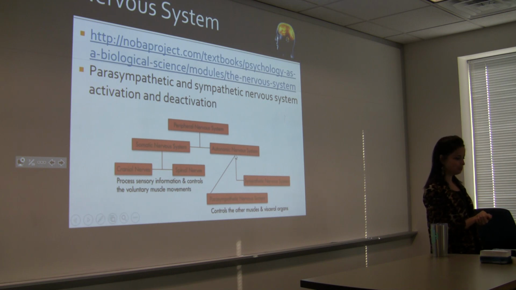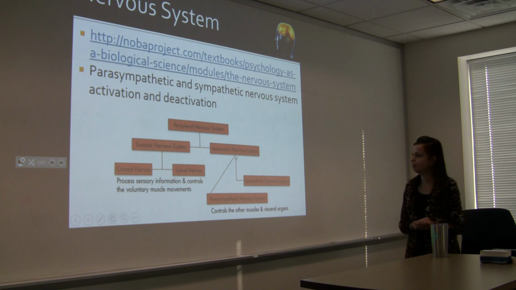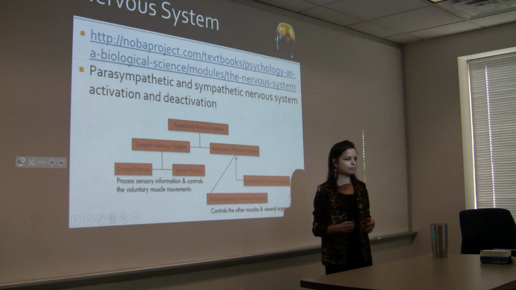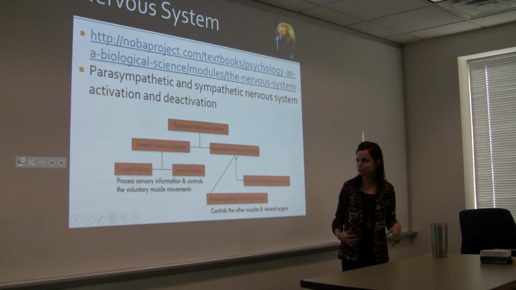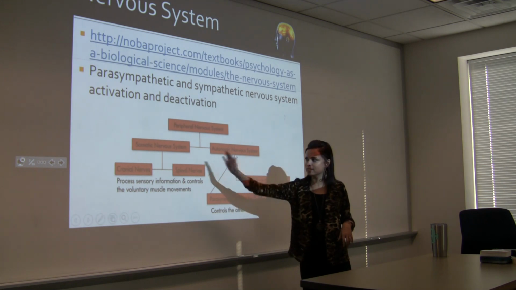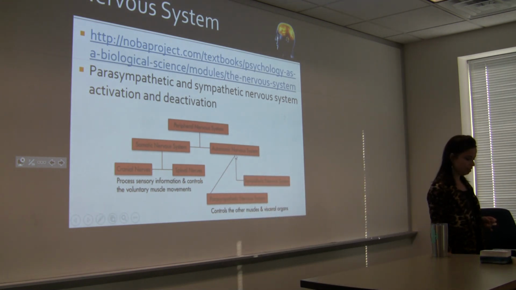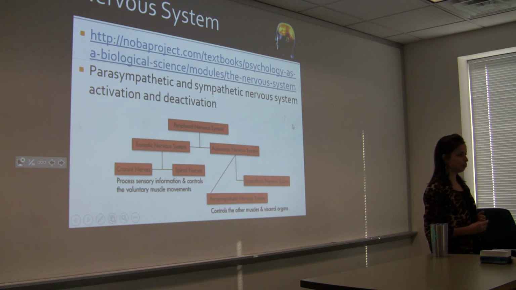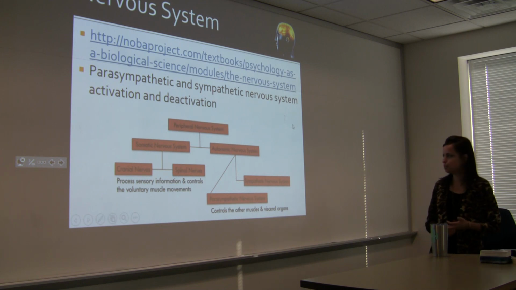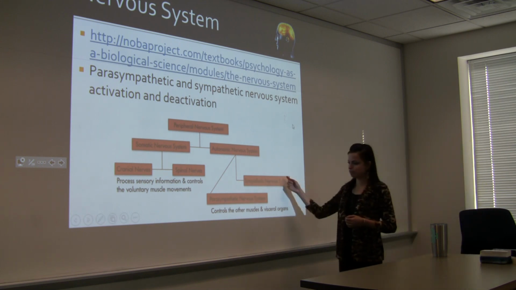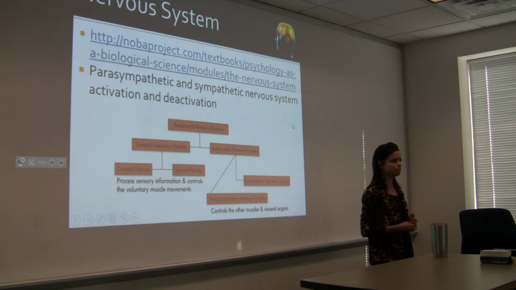Okay, let's talk about the nervous system. We have the peripheral nervous system, peripheral meaning on the outside portions of your body, which is divided into the somatic nervous system and the autonomic nervous system. The autonomic nervous system is particularly important for psychologists because it contains the sympathetic nervous system and the parasympathetic nervous system.